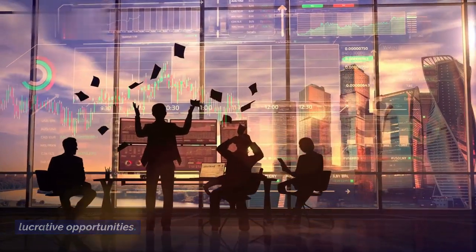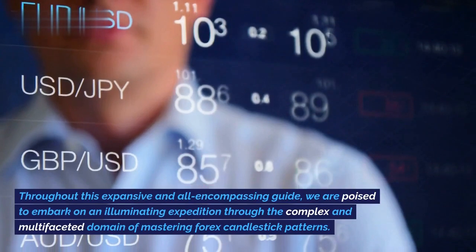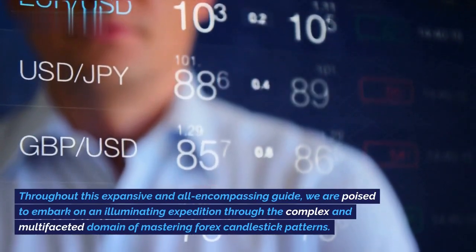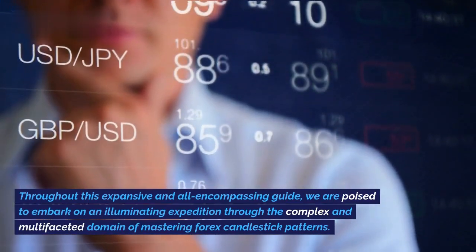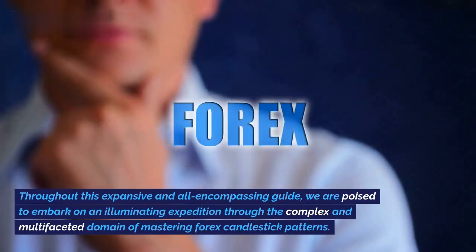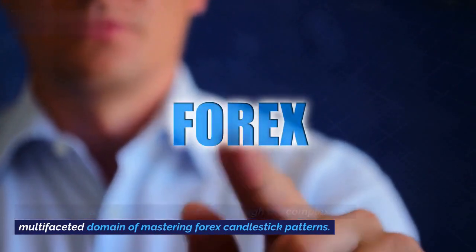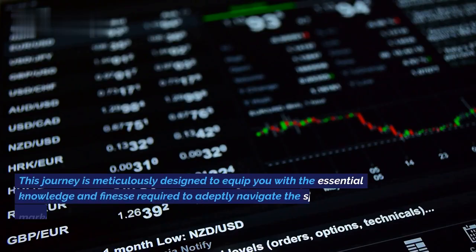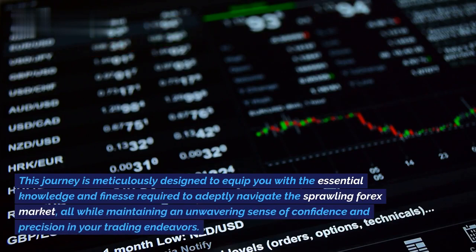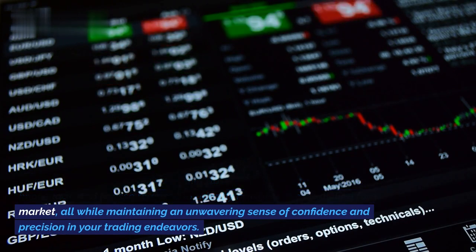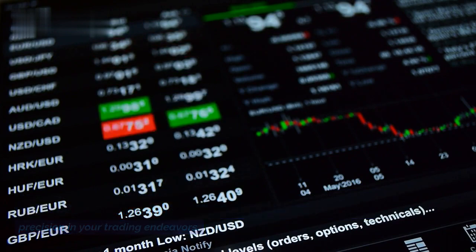seize lucrative opportunities. Throughout this expansive and all-encompassing guide, we are poised to embark on an illuminating expedition through the complex and multifaceted domain of mastering Forex candlestick patterns. This journey is meticulously designed to equip you with the essential knowledge and finesse required to adeptly navigate the sprawling Forex market, all while maintaining an unwavering sense of confidence and precision in your trading endeavors.